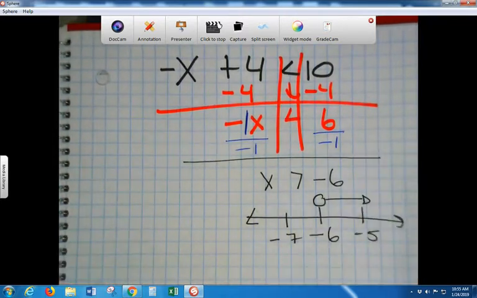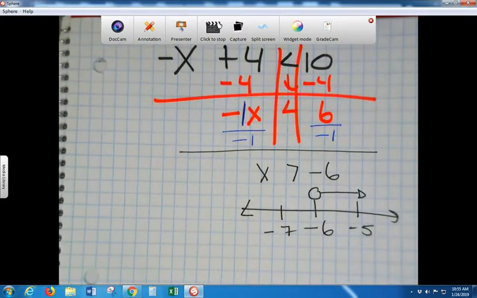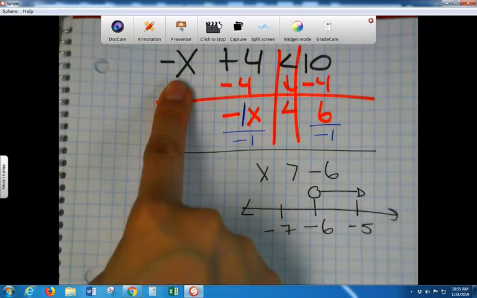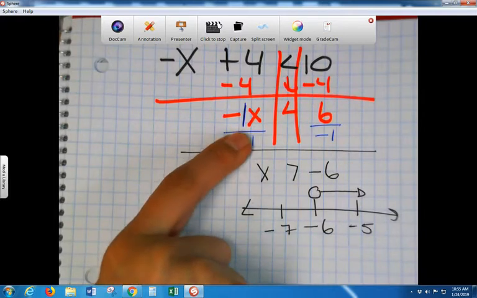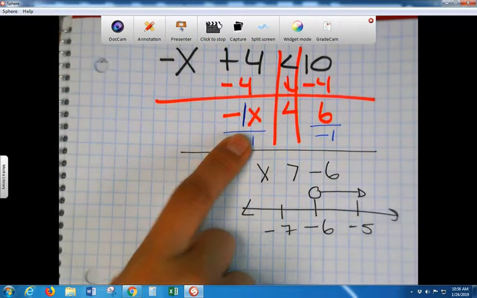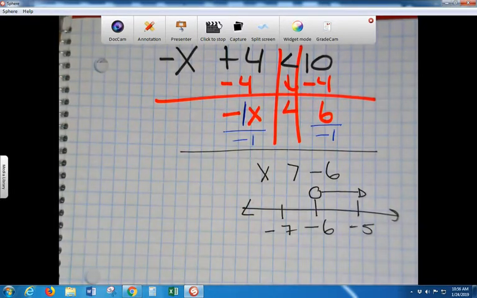So, when you have a negative x, all that means is the coefficient, the number in the front, is actually a negative 1. And to get rid of the negative 1, you just have to divide by negative 1. You can't leave it as negative x. That's a no-no.